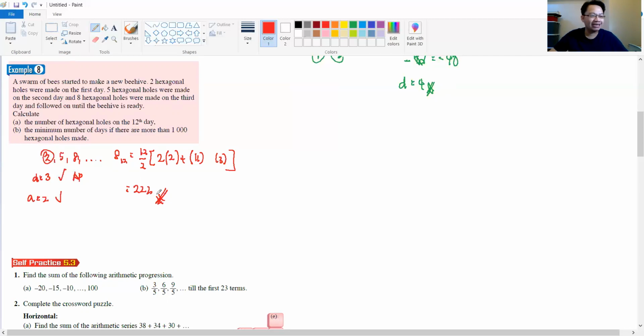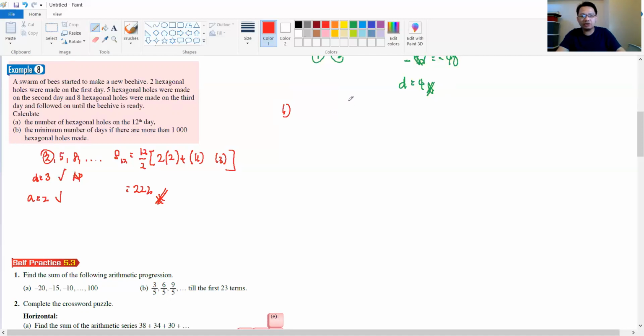That is part A. So how about B? The minimum number of days if more than 1000 hexagonal holes have been made. How many days are required so that the total holes made is beyond 1000? We need to use inequalities for this one. Minimum, maximum, at least, at most: those keywords represent inequalities.